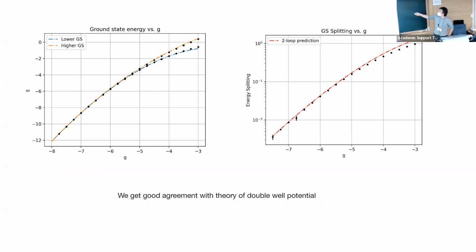And you can also do the ground state splitting versus G. When G is very large and negative, that's perturbative, and then you see the exponential suppression. Once G starts getting to be small, the one loop correction, the non-perturbative result, is not good enough. You need to go to higher loops. But you see that it matches really well, and convergence is good, and it also converges fast.